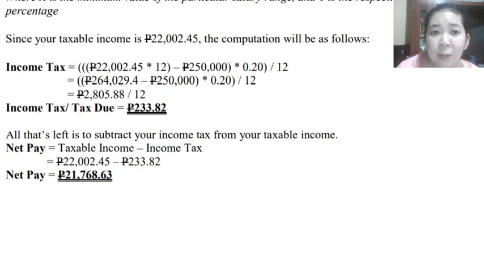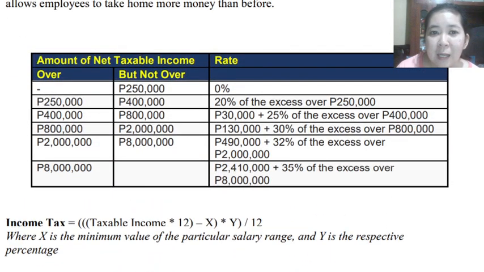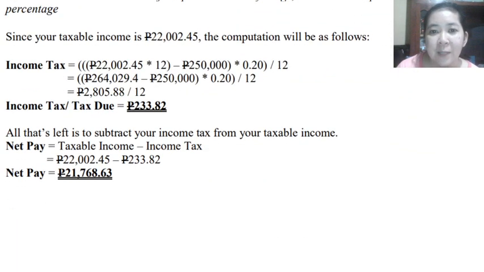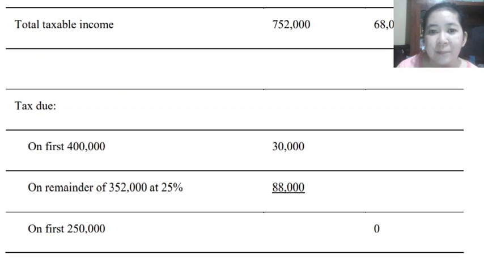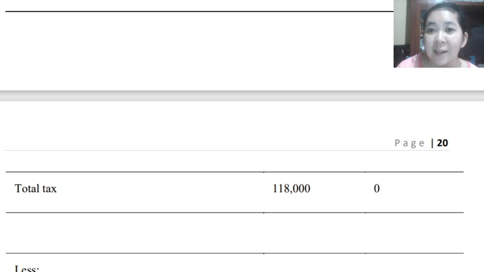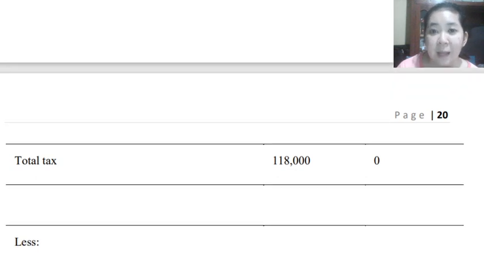Okay, for the wife, her income is 68,000. So if you look at the table, since the wife's salary does not exceed 250,000, there is no tax due for it. Okay, because it's only 68,000. So that's why, as you can see here, there is no tax for the wife. It's only for the husband.